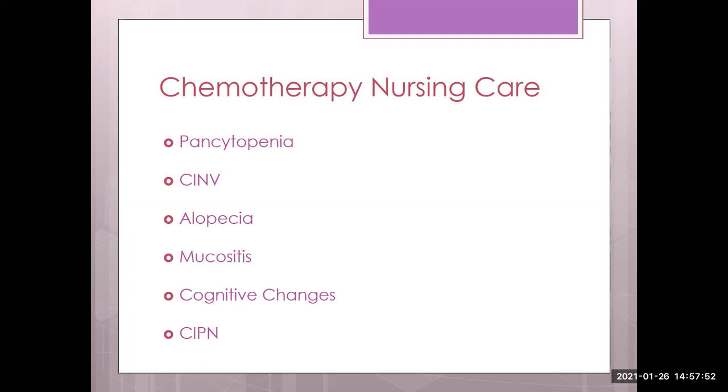If they do get bacteria or they start to get thrush, then they could be prescribed something like Mycostatin to swish and swallow. Avoid any foods that are going to be irritating. So acidic foods, spicy foods, extreme temperatures are going to be more irritating to their mouth.